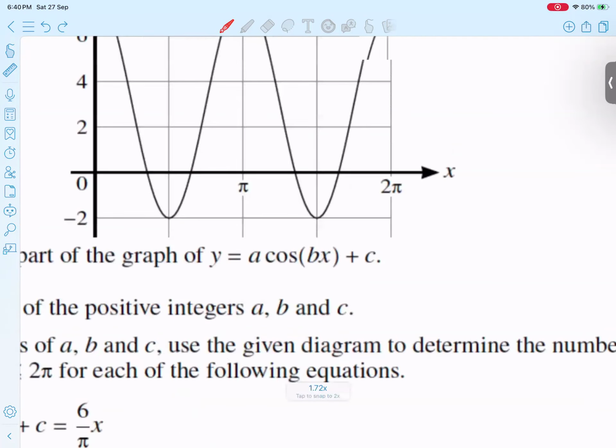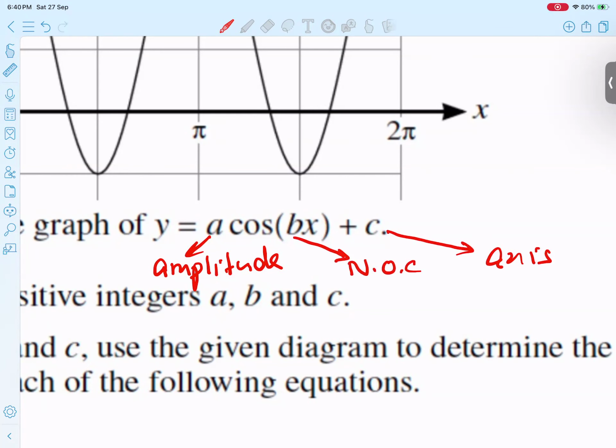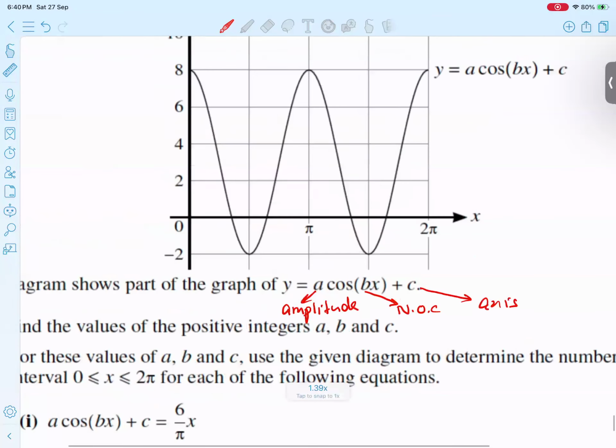As I've taught in my lectures, the multiplying factor with the sine and cos is always called amplitude. Amplitude. Okay, and the adding or subtracting part is always called axis. So this is called axis. And in the bracket after sine or cos, this number is called number of cycles, NOC. So axis is basically the middle line.